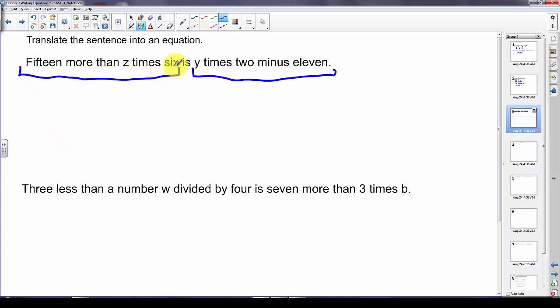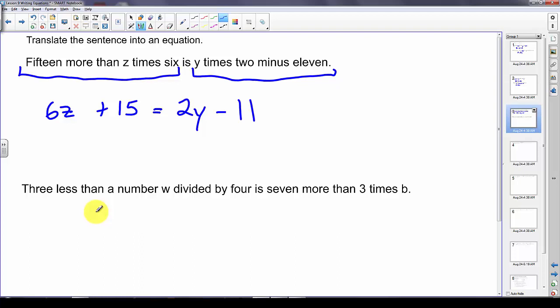15 more than z times 6. So 15 more means I'm adding 15 to z times 6. So that's 6z. I could go z6, but we usually put the multiple first. Is y times 2 minus 11. Now, notice this doesn't say y times the quantity of 2 minus 11. It's y times 2. So that's 2y minus 11.